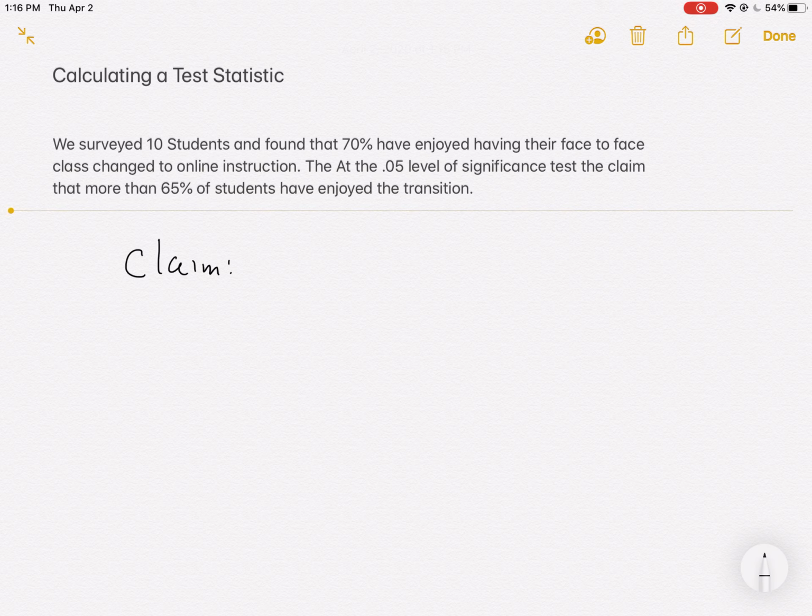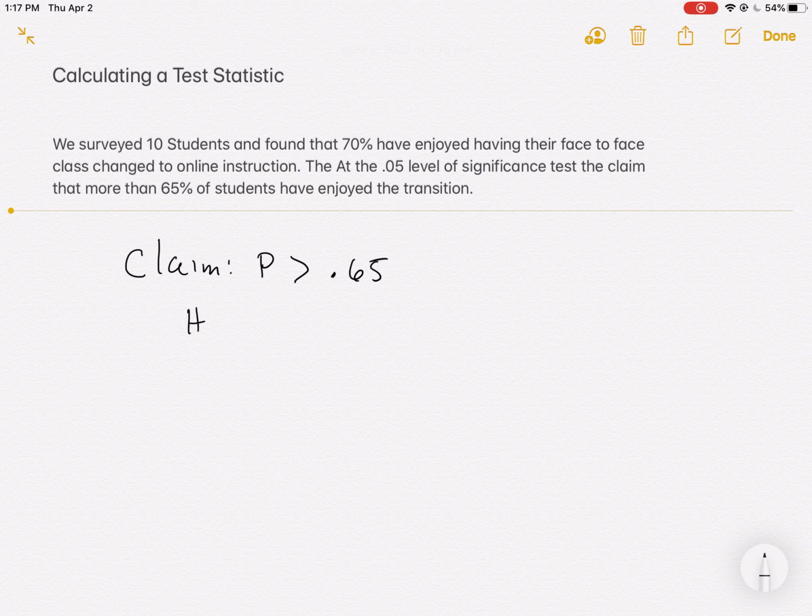And so the claim's pretty nice. It's that last sentence. That's what I would suggest that you look for first. What's the claim that's being made? In all of chapter 8, there's going to be a claim being made. And the claim is that more than 65%. So they're making a claim about the percentage, and they're claiming that more than 65% have enjoyed the transition.